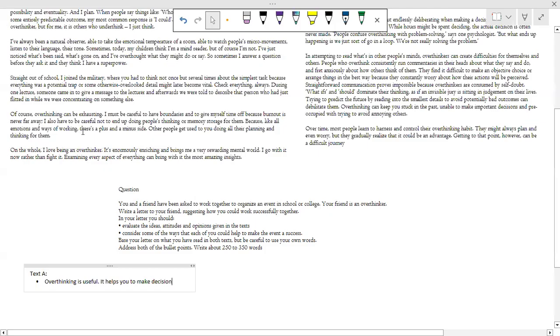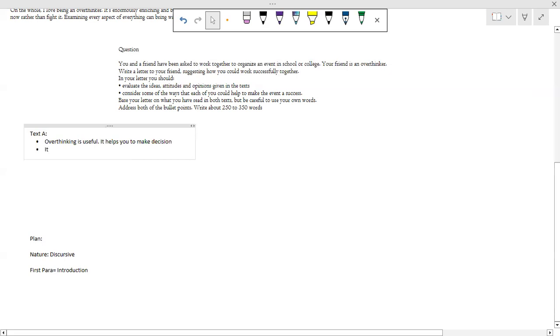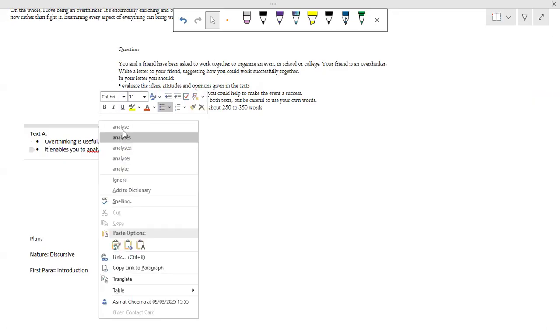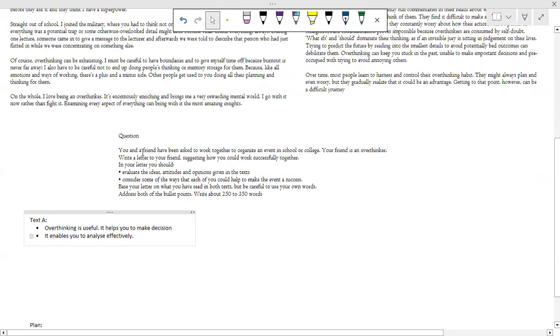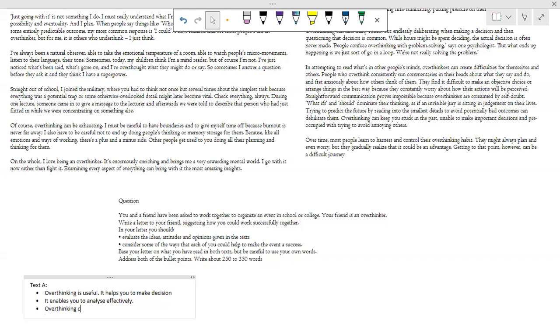Second, which was mentioned over here, is that straight out of the school, I joined the military. It helps you to become more organized, right? Or it enables you to analyze effectively, like you are going to pay attention to the specific details that might have been ignored by the other people, right? And overthinking can be exhausting. Another part of it, right? So these are the three main ideas that we have so far taken out from this text.